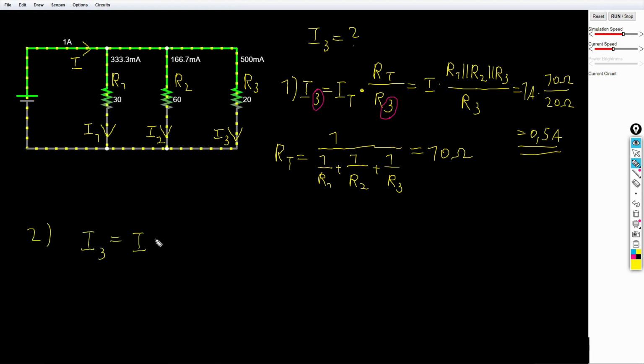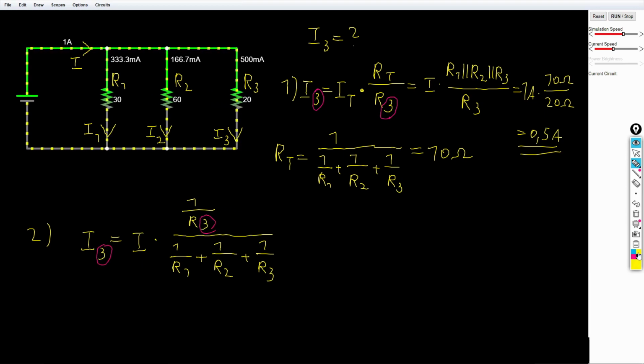In the second version, I3 equals input current times 1 over R3 divided by 1 over R1 plus 1 over R2 plus 1 over R3. Here we also have the same indices in the numerator. Two things are important on this formula. In the denominator, we do not have the total resistance because we are missing the 1 over part. And if we would have more than 3 resistors, we would just add it in the denominator like the others, with 1 over R4 plus 1 over R5 and so on.